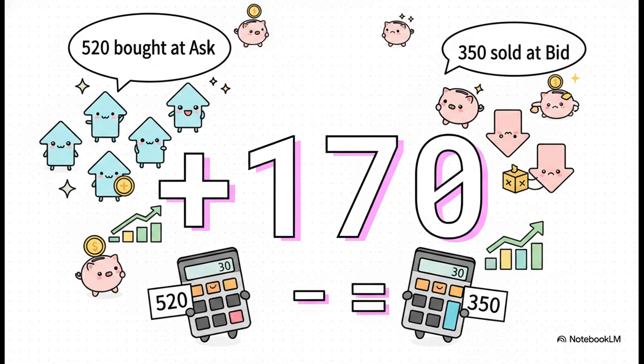Now, what's really interesting here is that when you break down the math, it's actually incredibly simple. Let's say we're checking out our order flow tools, and we see that 520 contracts were bought at the ask, and 350 contracts were sold at the bid. Well, 520 minus 350 gives us a positive delta of 170. This number isn't just some random abstract statistic, it's visual mathematical proof of buyer dominance in that specific moment. The buyers are absolutely stepping up with more aggression.